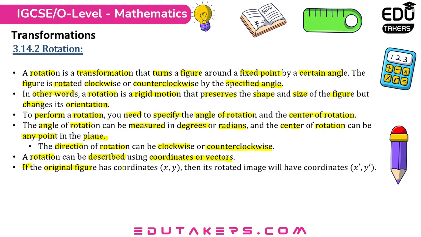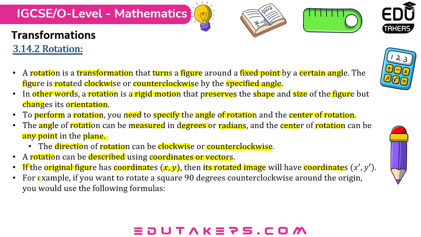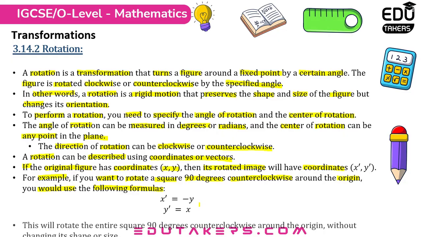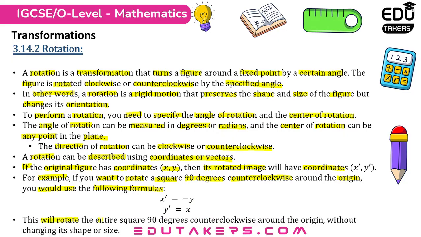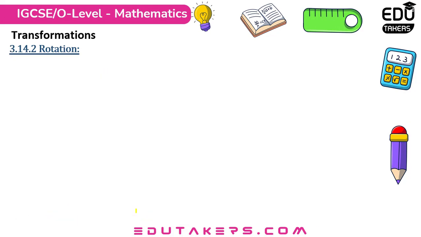If the original figure has coordinates x, y, then its rotated image will have coordinates x prime, y prime. For example, if you want to rotate a square 90 degrees counterclockwise around the origin, you would use the following formulas. x prime equals negative y and y prime is equal to x. This will rotate the entire square 90 degrees counterclockwise around the origin without changing its shape or size.